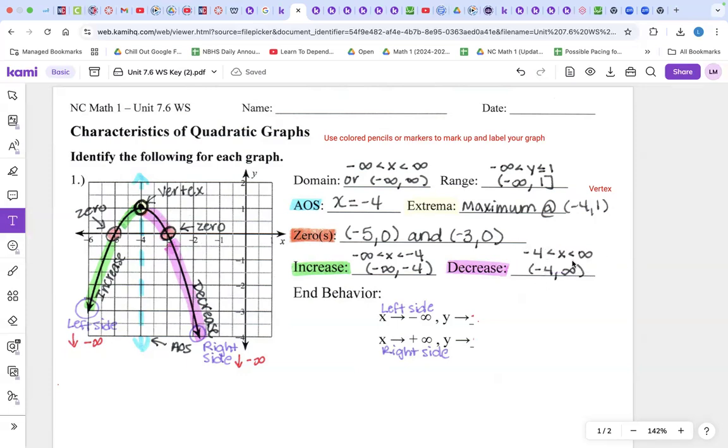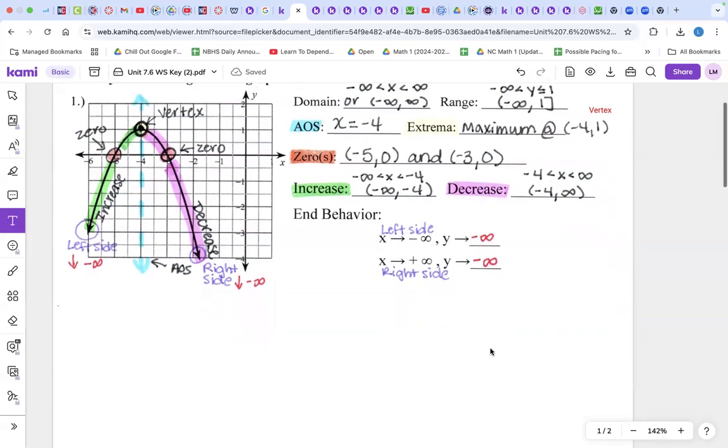Yes, practice writing both ways, because you never know which one you're going to see. End behavior, it's opening downward. So what's your end behavior going to be? Remember, these guys are the same. Negative, negative infinity indeed. All right, so I need you to complete the rest of the sheet.